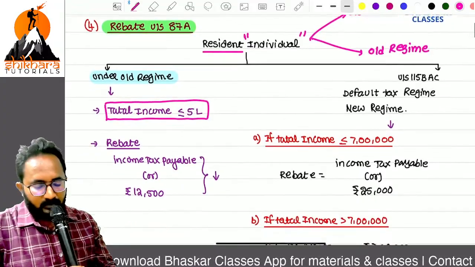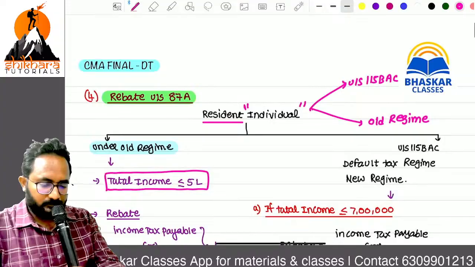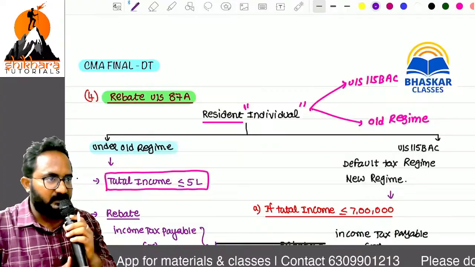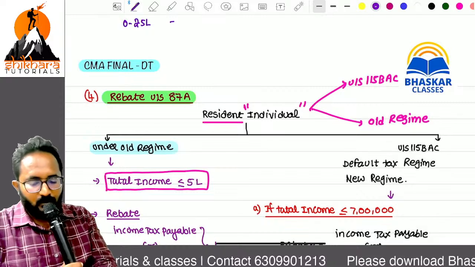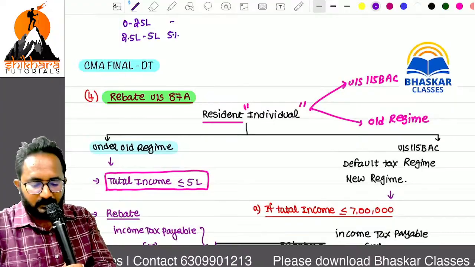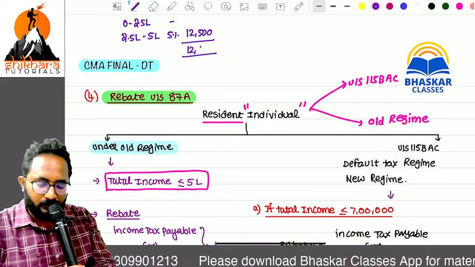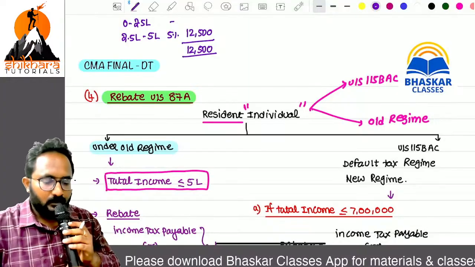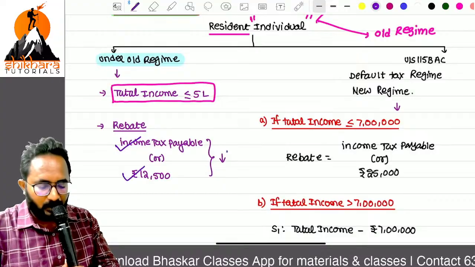What is the rebate amount? Generally, please calculate the tax liability on 5 lakh. Just take a normal person, ma'am, not a senior citizen. Please calculate: 0 to 2.5 lakh, what, nil. 2.5 lakh to 5 lakh, what is the rate, ma'am? 5%. That means 12,500. So the total tax liability if you have a 5 lakh income will be 12,500. That entire 12,500 they are allowing as what, ma'am? Rebate.